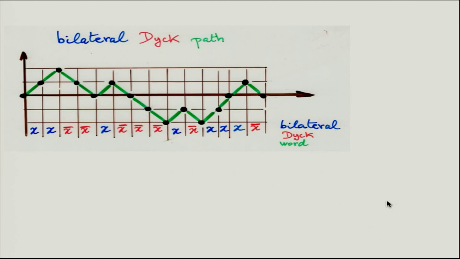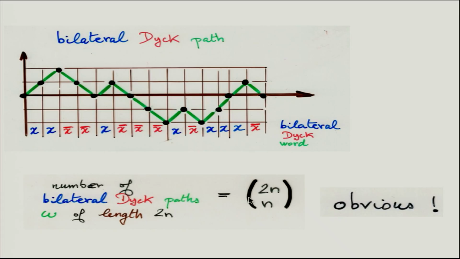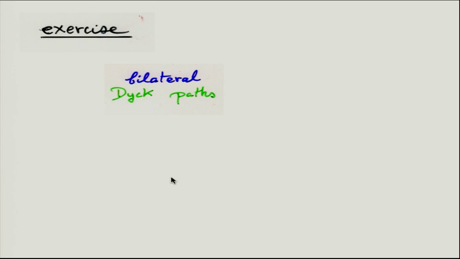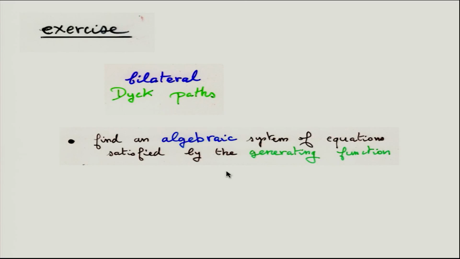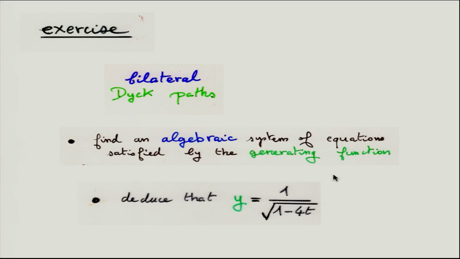Okay, I go a little fast to give you an exercise. So for the binomial, there is the bilateral Dyck path, which we have seen last time, that it's (2 choose 2), then it is obvious. Bilateral Dyck path coded by this bilateral Dyck word, a word in 2 letters with the same number of x and x bar, which is the binomial coefficient (2 choose 2). And the exercise: find an algebraic system of equations for bilateral Dyck paths and deduce that you have this generating function. So this is an exercise.